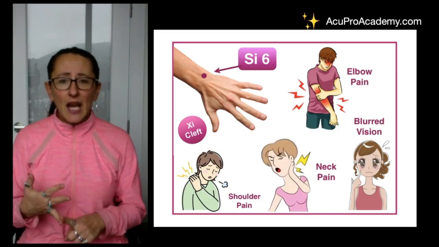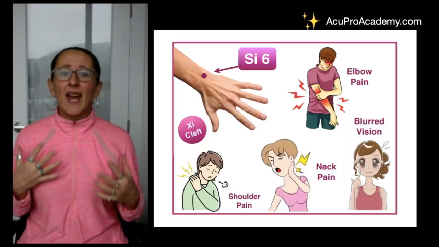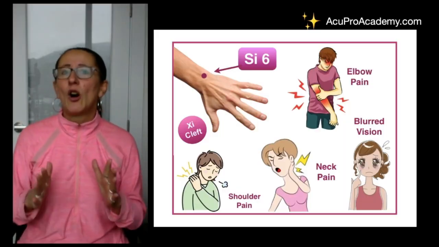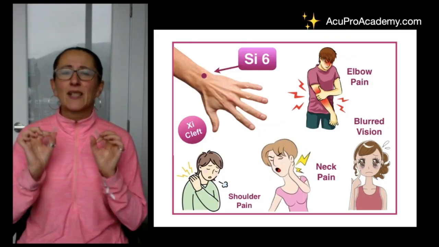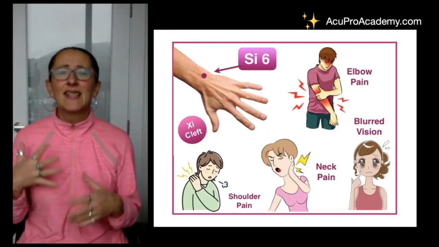Occipital pain, pain at the elbow, at the upper shoulder, or anything happening along the meridian. This is the best point, because the Xi-cleft point is always good when there is blood stasis and pain.